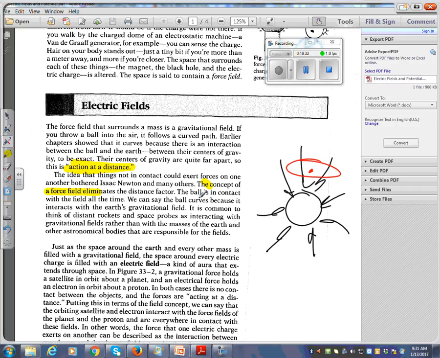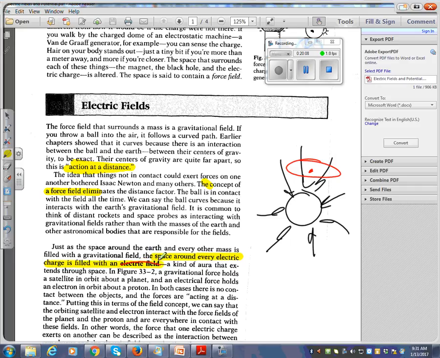We say that the ball curves because it interacts with the Earth's gravitational field. It's common to think of distant rockets and space probes as interacting with gravitational fields rather than with the masses of the Earth and other astronomical bodies that are responsible for the fields. Just as the space around the Earth and every mass is filled with a gravitational field, the space around every electric charge is filled with an electric field. So where do electric fields occur? Space around electric charges. Space around electric charges is filled with an electric field, a kind of aura that extends through space.